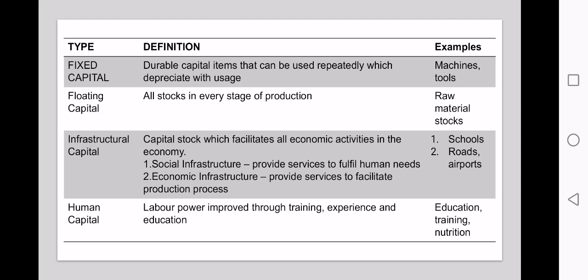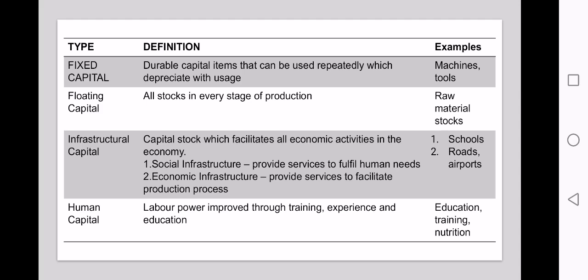Economic infrastructure, they provide services to facilitate production process or economic activities. It's in the word itself. So roads, airports, those are infrastructure that are essential for economic processes.